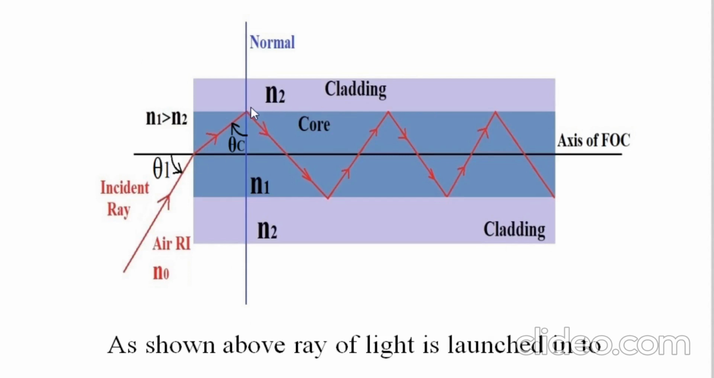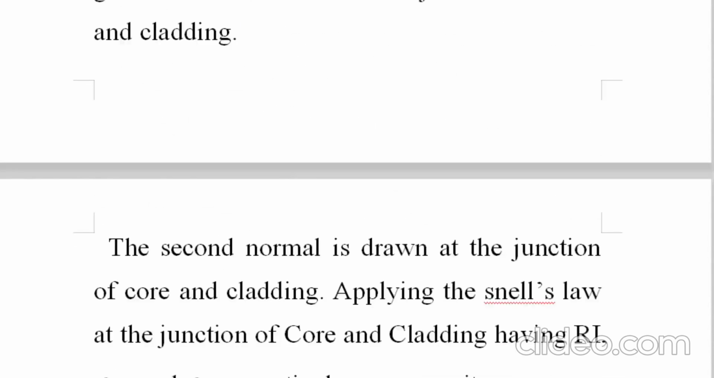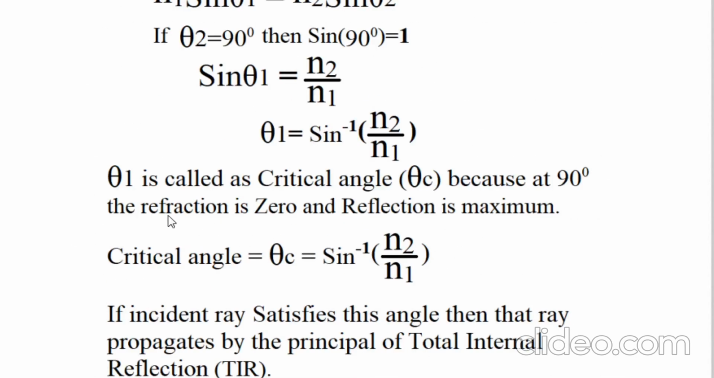This theta 1, at which theta 2, the angle of the refracted ray, becomes 90 degrees, is called the critical angle theta C, because at 90 degrees refraction is zero and reflection is maximum. At 90 degrees of the refracted ray, of course, refraction is zero and reflection is maximum.